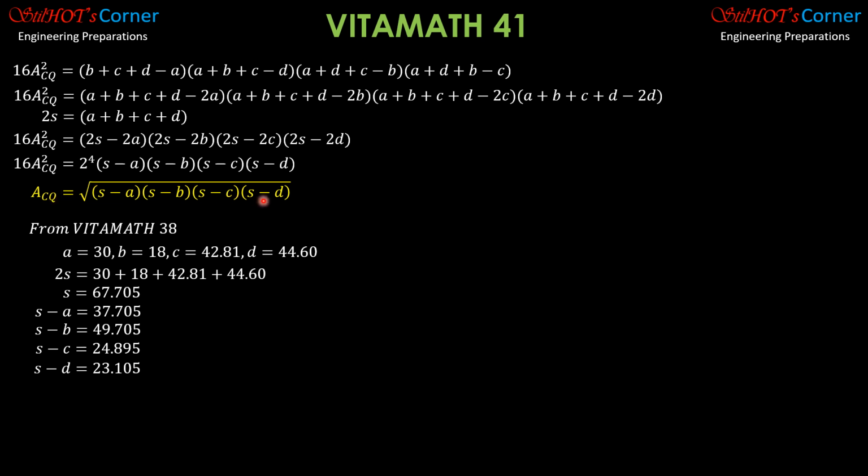Substitute into this formula, then area of cyclic quadrilateral is square root of 37.705 times 49.705 times 24.895 times 23.105. Using your calculator there, area of cyclic quadrilateral is also 1038 square units, which is the same area computed in Vitamath 38, 39, and in problem Vitamath 40. So that means that this is correct.